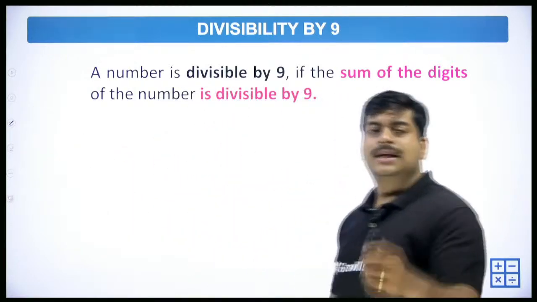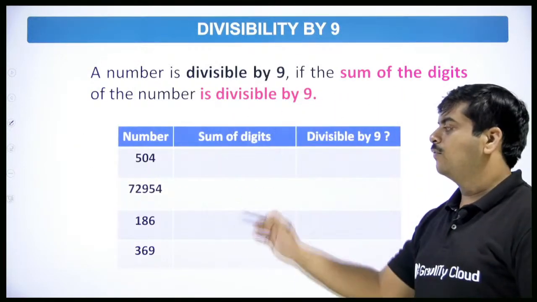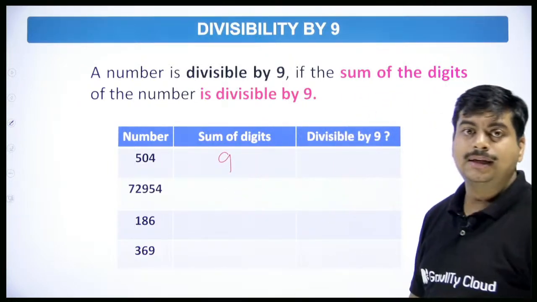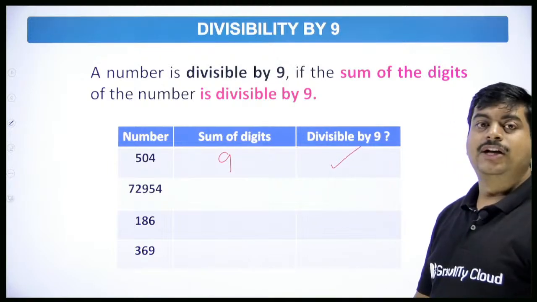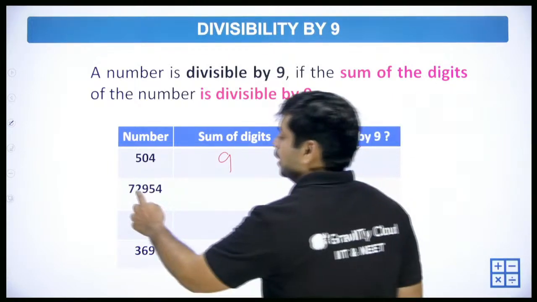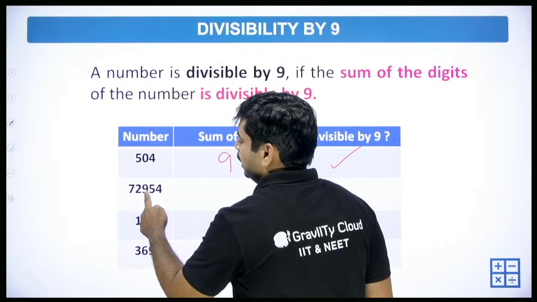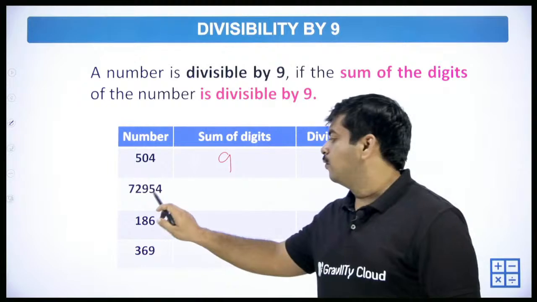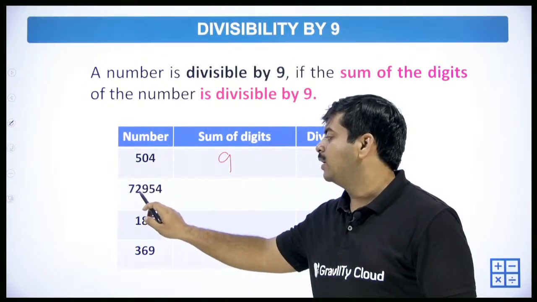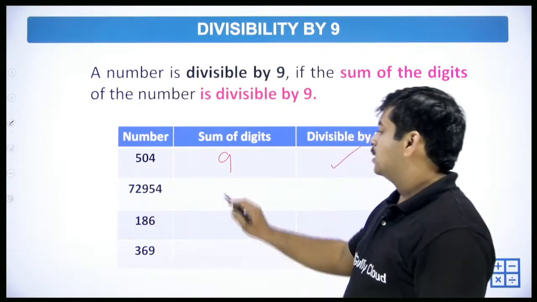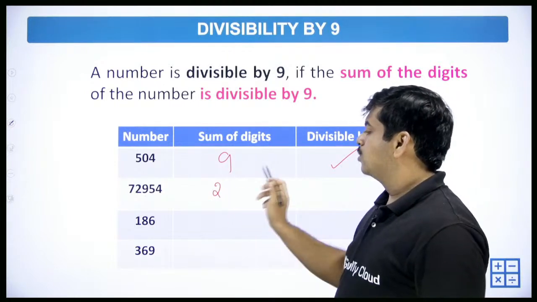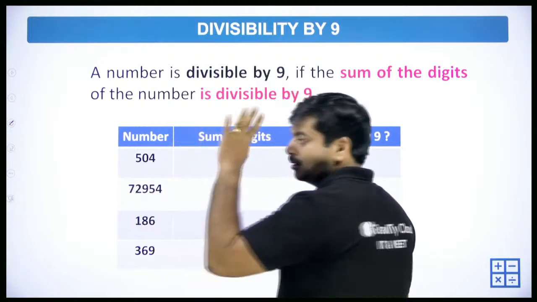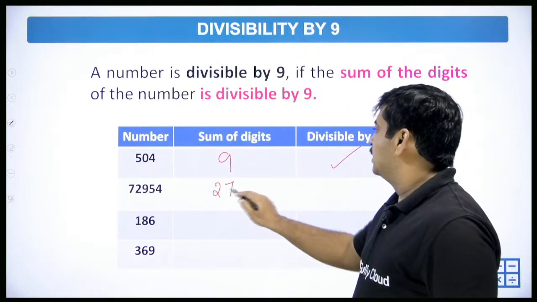Okay. Let's take a few numbers. 504. 5 plus 4 is 9. So now tell me, is 9 divisible by 9? Yes. 72954. Let us try to add. 7 plus 2, 9. 9 plus 9 is 18. 18 plus 5, 23. 23 plus 4, 27. Is 27 divisible by 9? Yes.